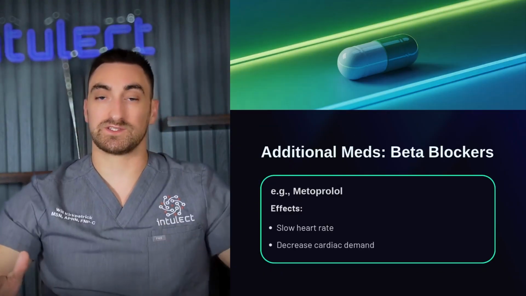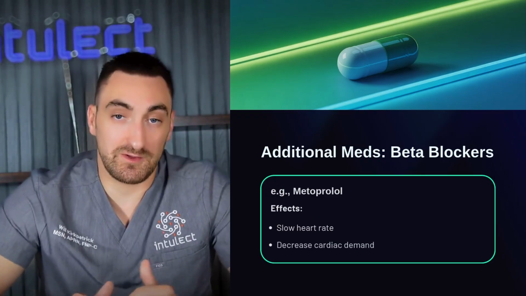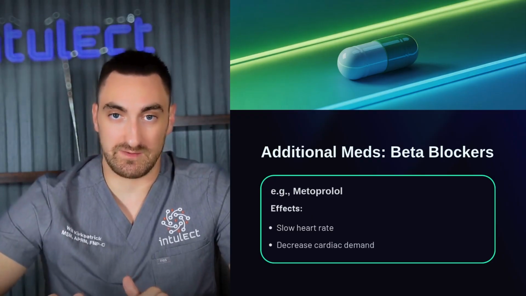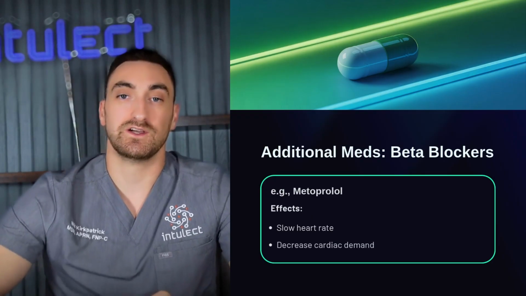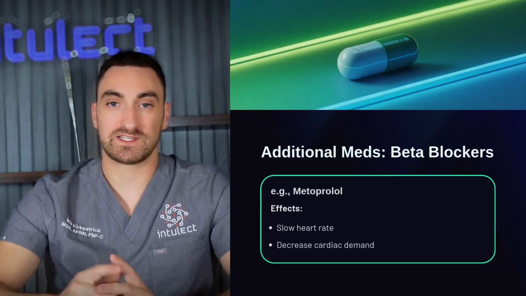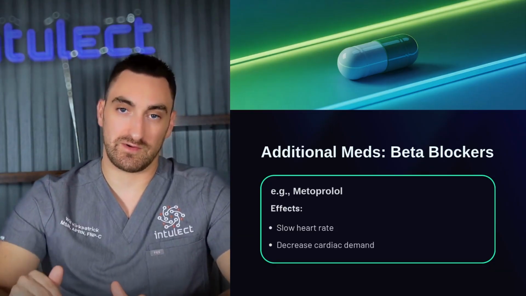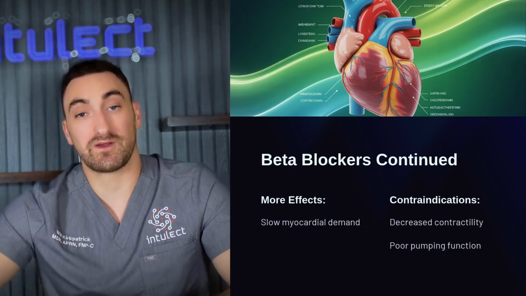Now, we will also possibly have this patient get other things that will help decrease the cardiac demand, such as beta blockers. So metoprolol, for example, that's going to help slow down the heart rate. It's also going to slow down the myocardial demand.